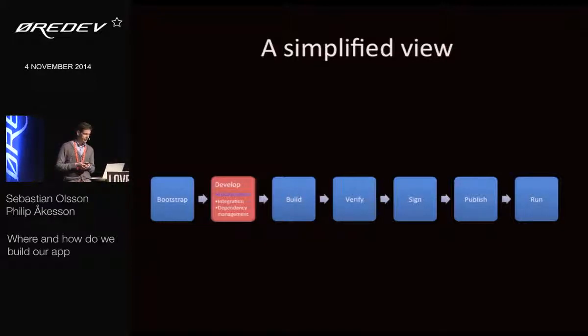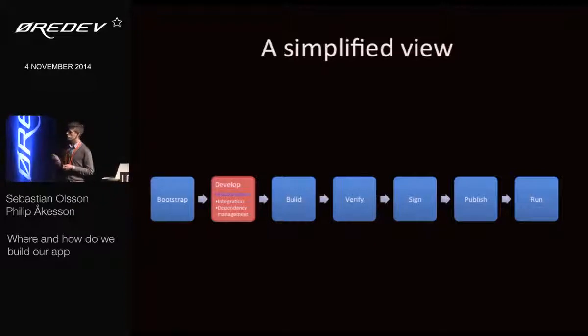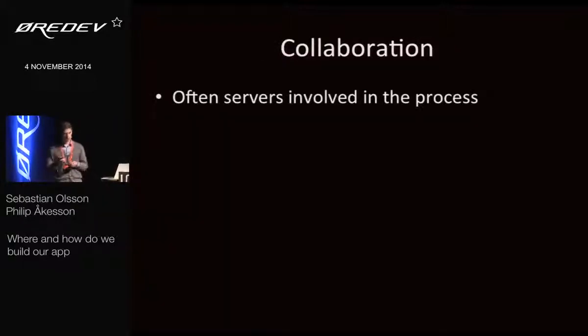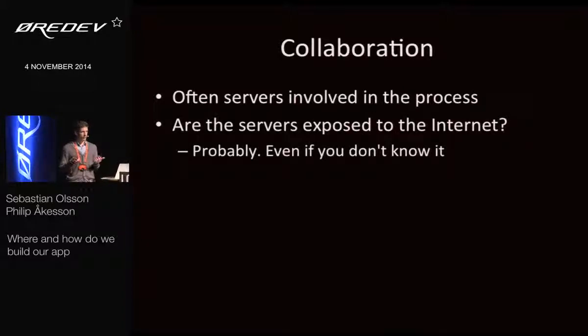This brings us to our next point here. It's a bit hard to read there. It's collaboration. When you collaborate on a project, often you have servers involved. It makes it easier to collaborate if you have some common point where you can exchange information and source code and stuff like that. Are these servers exposed on the internet? Probably, somehow, even if you don't think it.